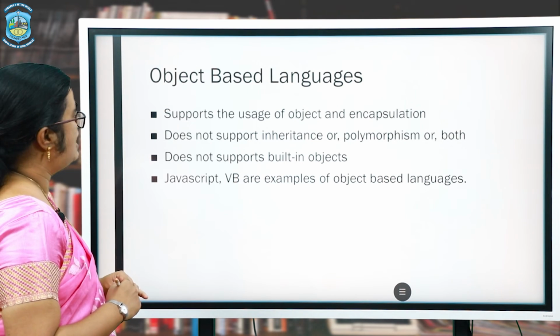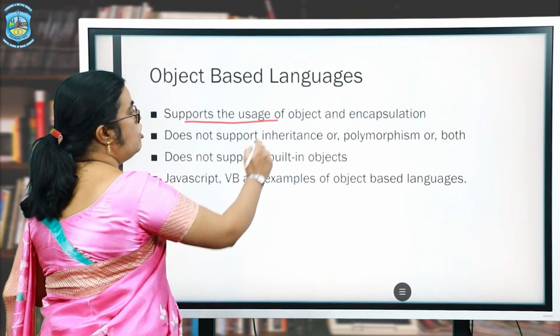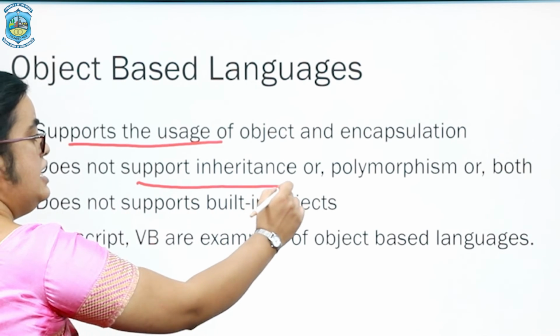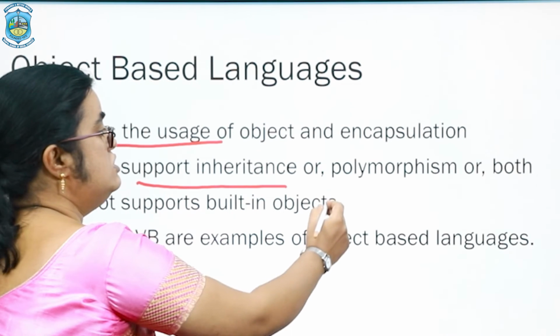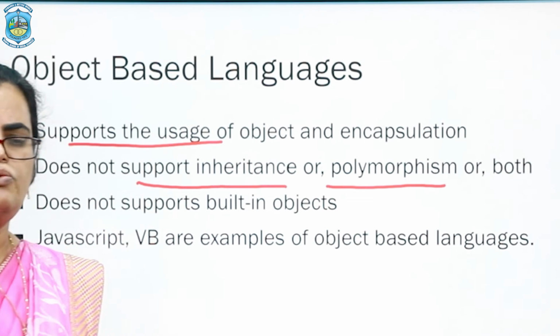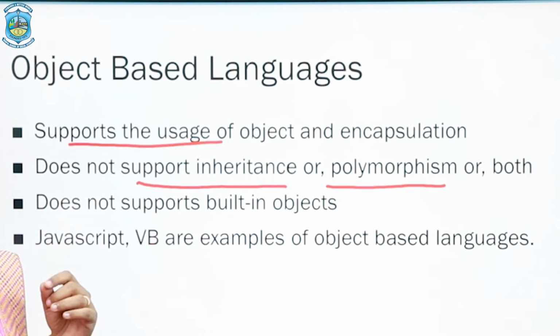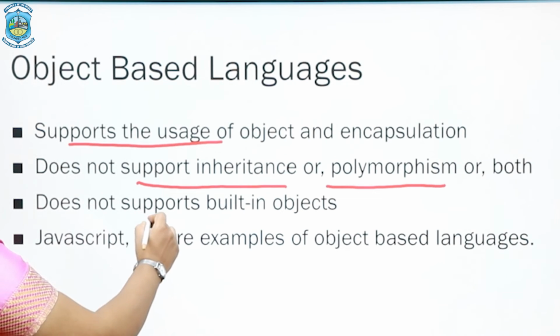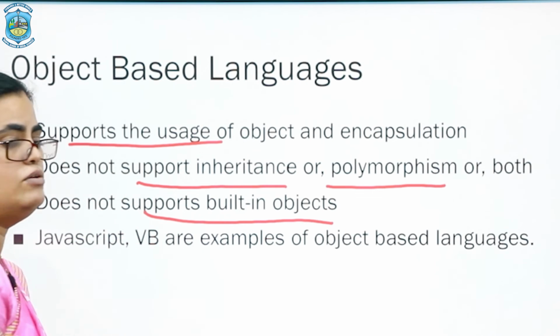Object-based languages support the usage of objects and encapsulation, but they do not support the inheritance concept or the concept of polymorphism. So we can understand that inheritance and polymorphism are concepts which are only supported by object-oriented languages, and object-based languages support encapsulation, but they would not support inheritance or polymorphism. Additionally, they do not support built-in objects.